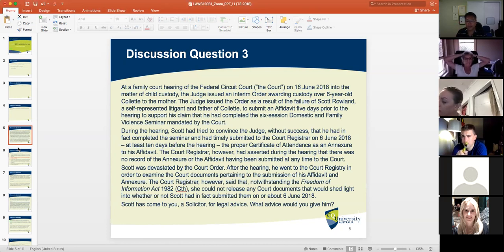That's right. Okay, but based on that, if we're just looking at the legal issue here, the legal issue is whether or not the court registry was correct in denying the request to release documents. Because if it is of an administrative nature under Section 5 of the FOI Act, it is a document to which Scott could have access. Seems a bit unfair not to allow it.